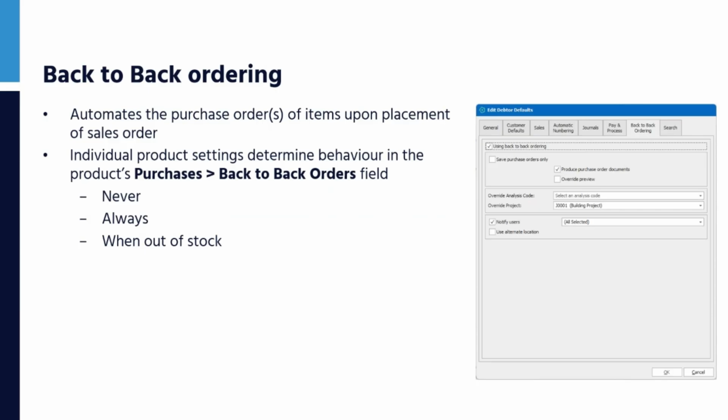Again, this is something that doesn't happen out of the box. You need to say that you want to use it by going to back-to-back ordering and saying that you're using it, and then set the various parameters accordingly. So you can have a situation where it actually automatically produces the purchase order documents. You can set them to save only. Quite typically, if you're going to be placing an order on a supplier, rather than do it for one particular item, you might want to review that saved order at the end of the day and think, okay, well, we'll order some other things that we're running low on as part of this order as well.